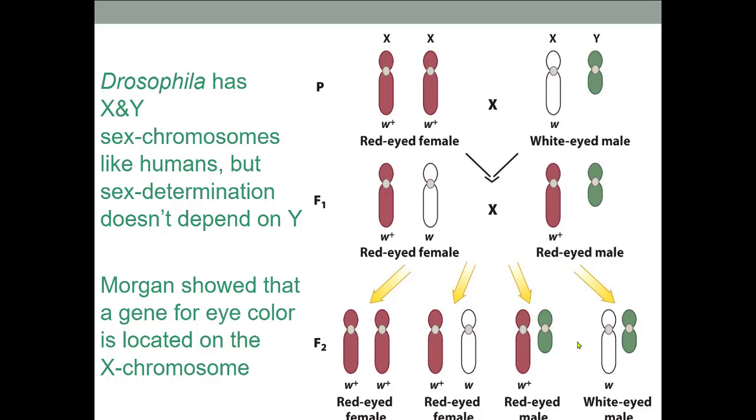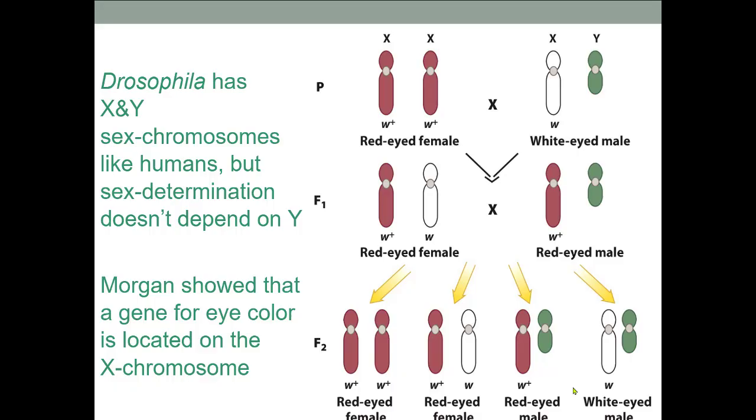If this were Mendelian, we would expect 3 out of 4 females to be red and 1 out of 4 females to be white. And the same in males. 3 out of 4 males would be red, 1 out of 4 males would be white. It's not what was observed. So what was observed here is that all the females were red and half the males were red. Different ratio in the two sexes. And that's our clue that this is a sex-linked trait.